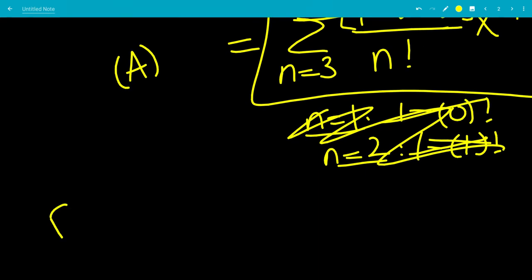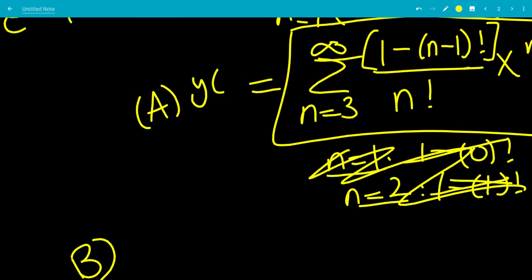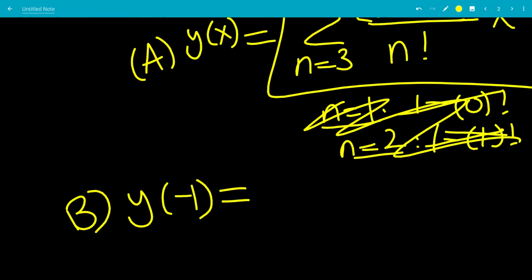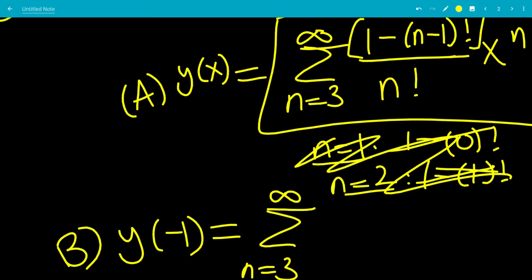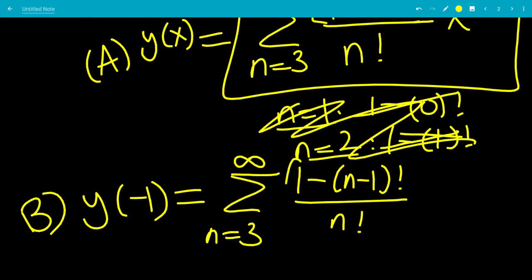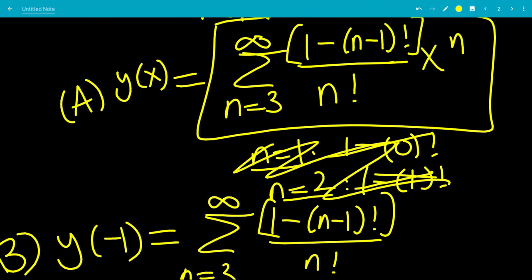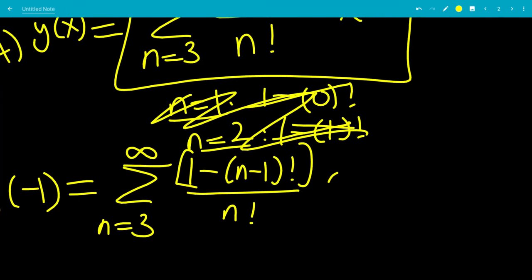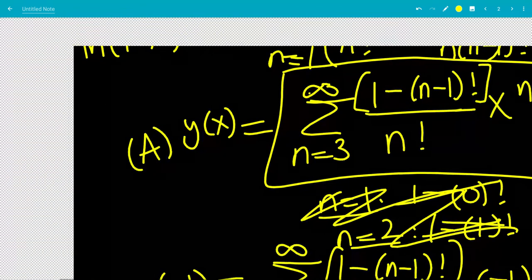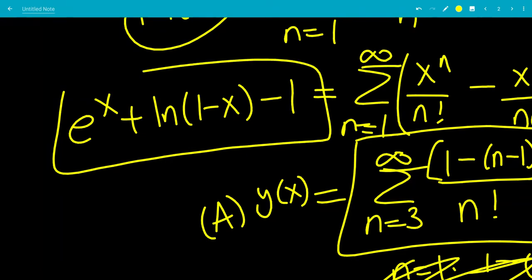So part B, and this is y of x. Okay, so y of minus 1, right? Y of minus 1 will be the sum from n equals 3 to infinity. We'll just plug in -1 for x. So this will be 1 minus n minus 1 factorial all over n factorial. Just use brackets to distinguish it. And then I'll multiply by -1 to the n. Now this is equal to plugging -1 into this function right here.